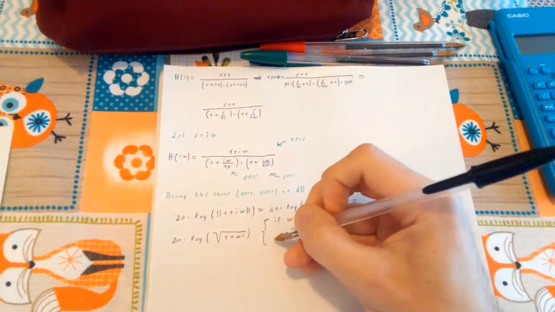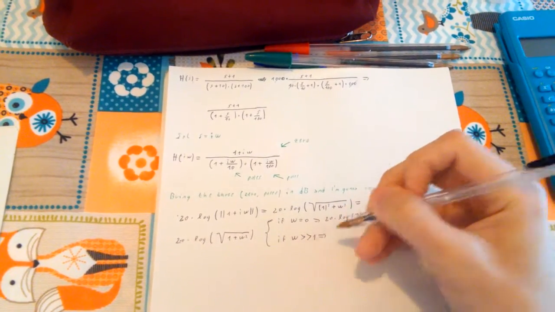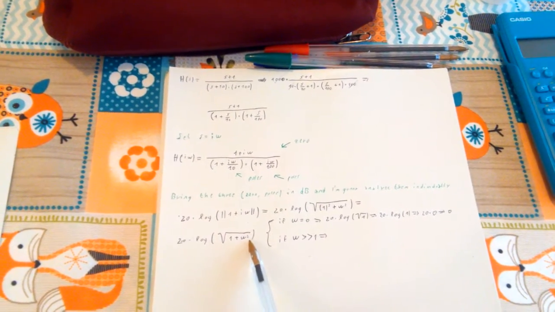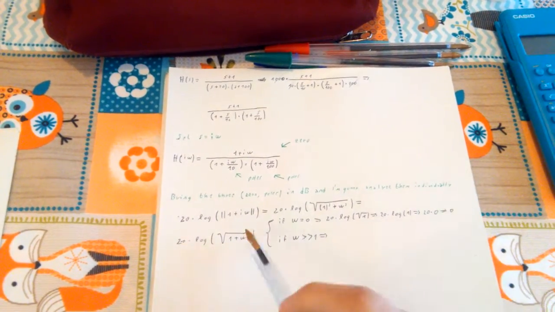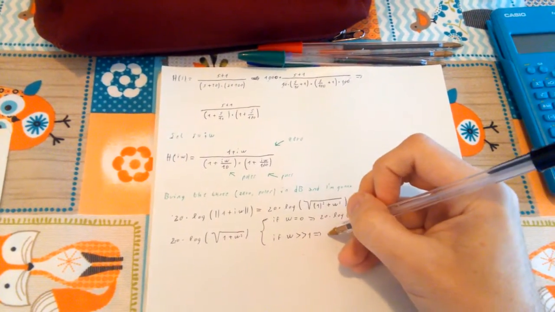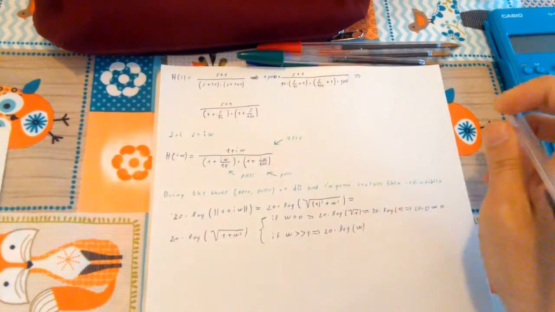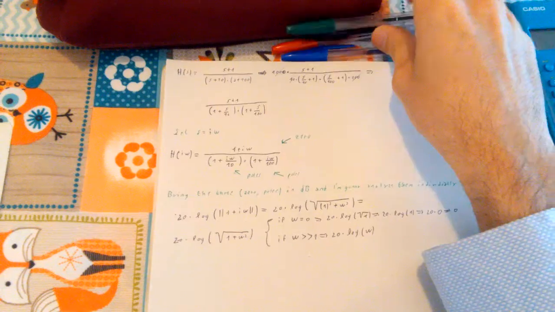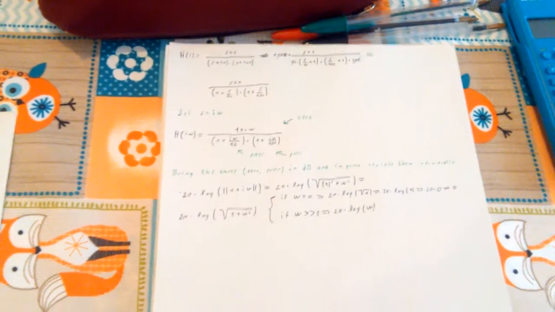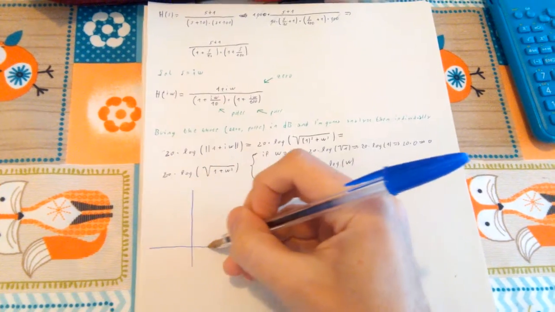Now, if omega is way greater than 1, then we're essentially going to have just this number here. It's just like doing a limit, setting this to infinity. If we have 1 plus infinity, it's just going to be infinity. So it's just like saying 20 times log of omega. Now we're ready to sketch our first graph for the gain, and our first graph is going to look like this on a logarithmic scale.